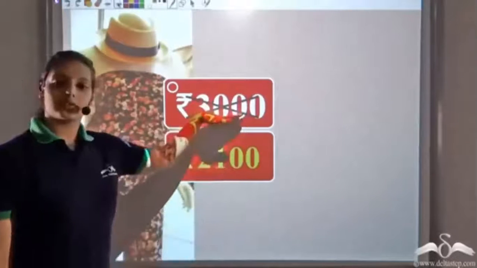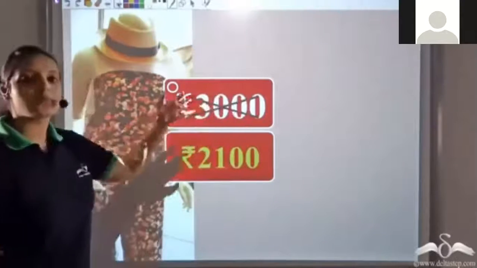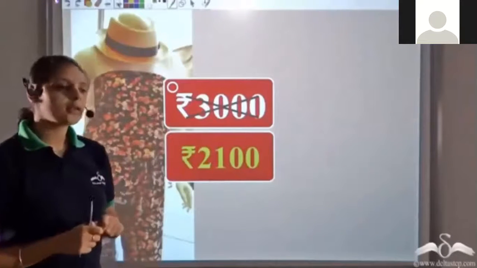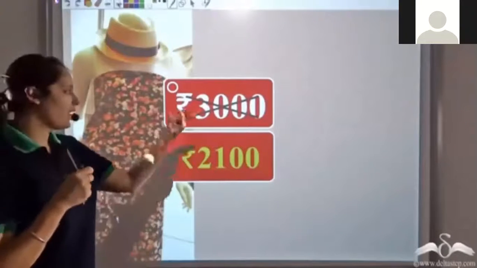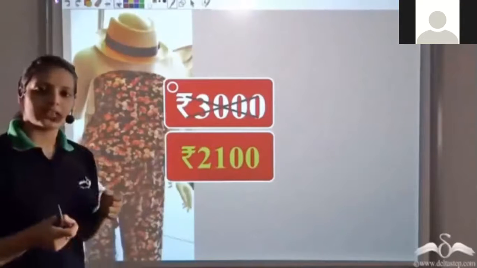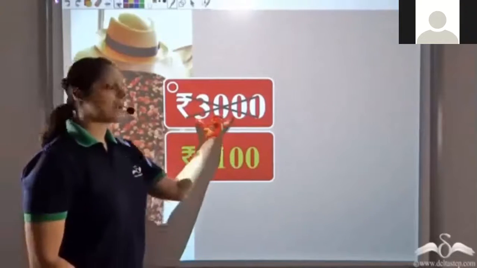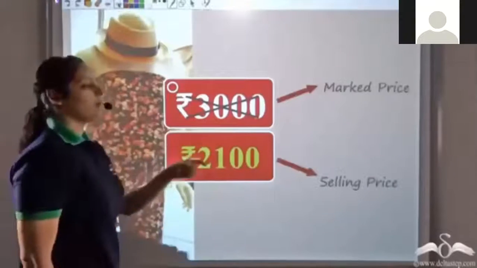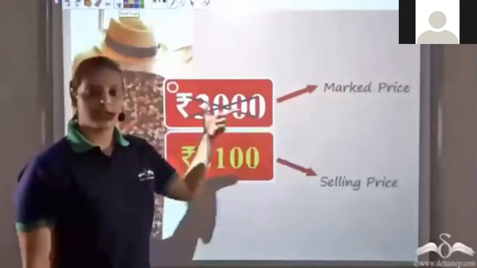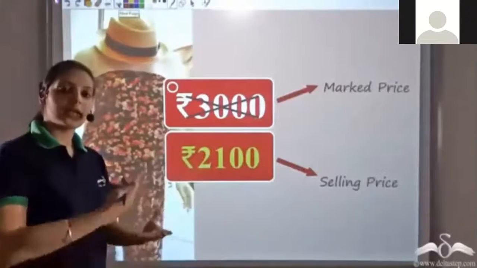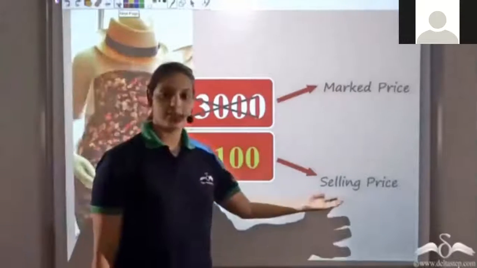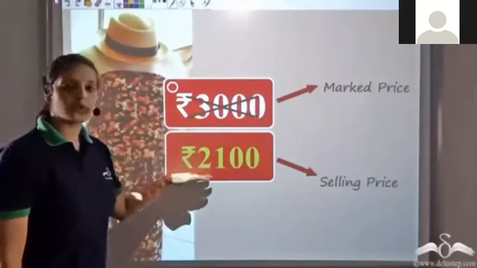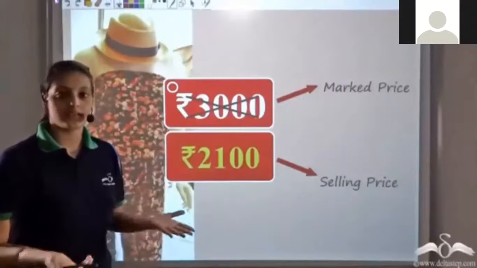Then what about this 3000? Well, this 3000 was a price that was marked on this dress. Usually when we see a price written on the dress or on any article when we go to a store, that price is the marked price or the listed price of that article, and the price at which you get that is called the selling price.